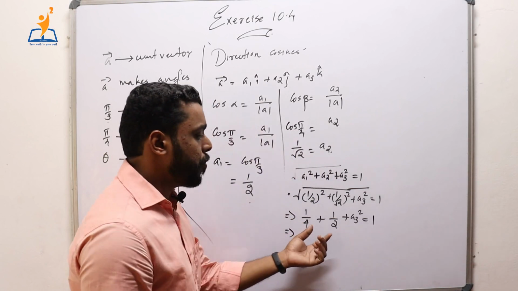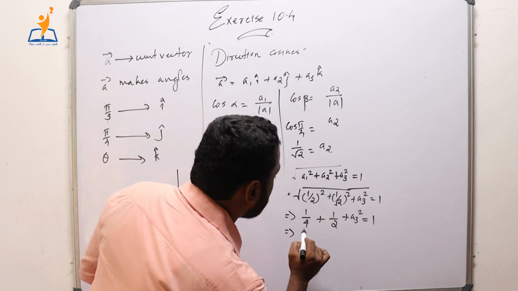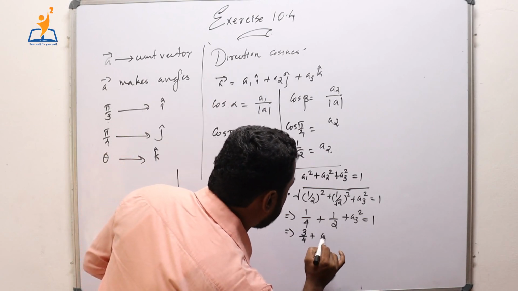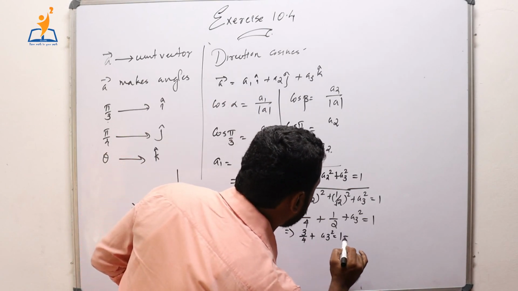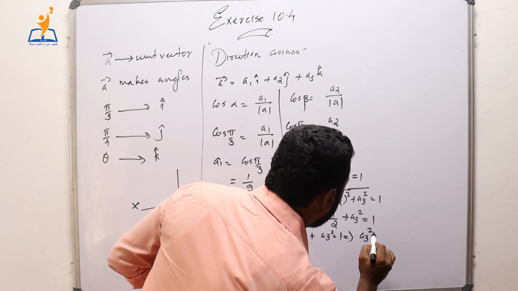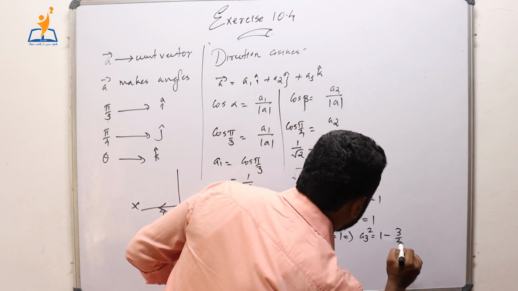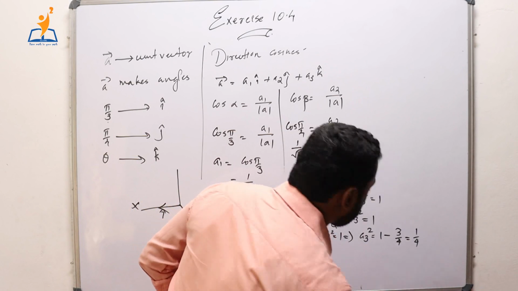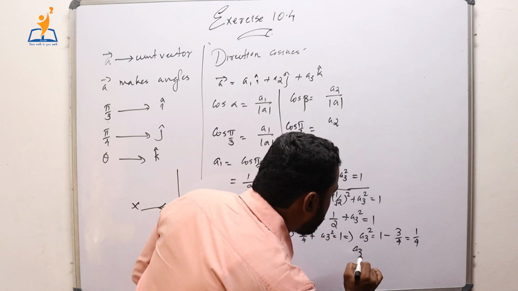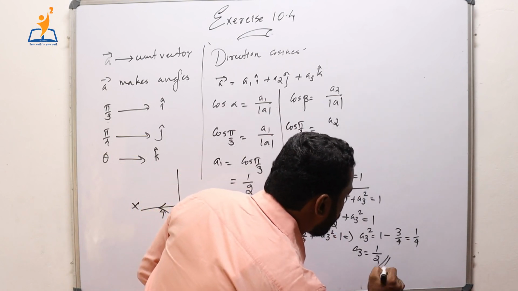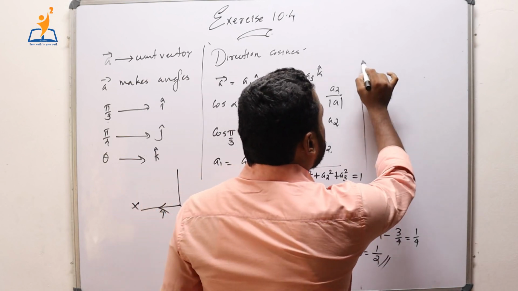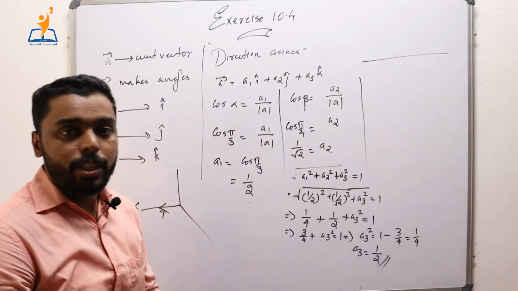and it will become 1 by 4 plus 1 by 2 എന്ന് പറയുന്നത് എന്താണ്? 3 by 4 ആണ് അല്ലേ. പ്ലസ് a3 square equal to 1 എന്ന് കിട്ടും, which implies a3 square is nothing but 1 minus 3 by 4 equal to 1 by 4. So we have a3 is nothing but 1 by 2 square root എടുത്തു. Now നമുക്കപ്പോൾ a3 എന്തെന്ന് കിട്ടി? 1 by 2 എന്ന് കിട്ടി.